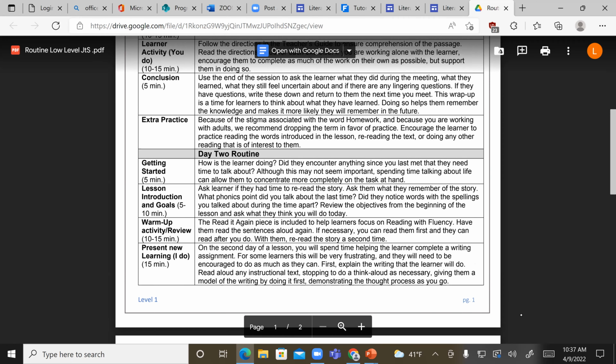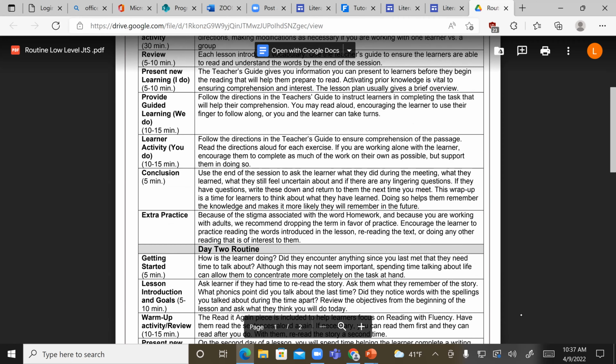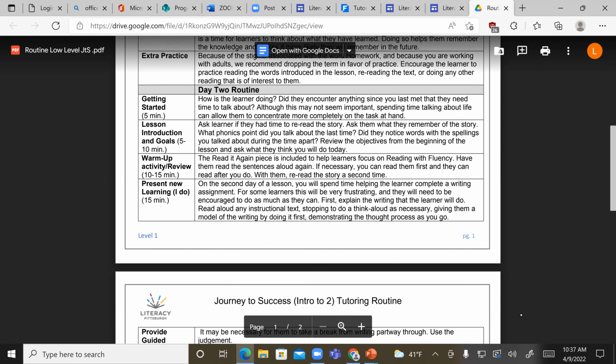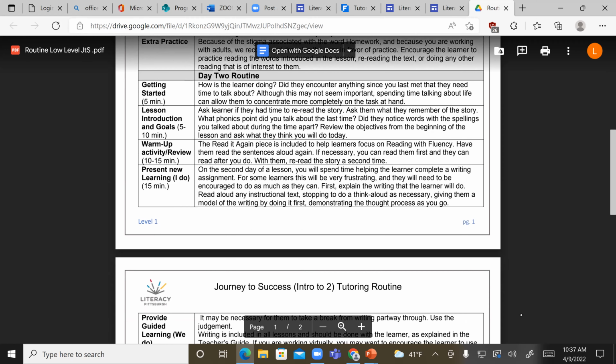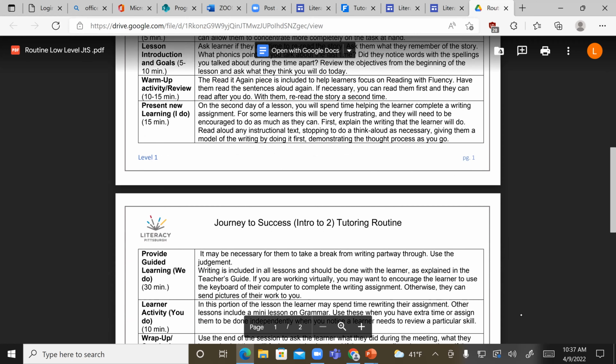So what I did here was I gave you two different routines for day 1 and day 2, because day 2 is when you're doing the writing. Okay, so it's a slightly different series of things. You want to reread the story, talk about spellings, read it again. This is the fluency piece. And then you'll start work on the writing. This is the I do, we do, you do, the writing piece. And then a wrap up and extra practice.